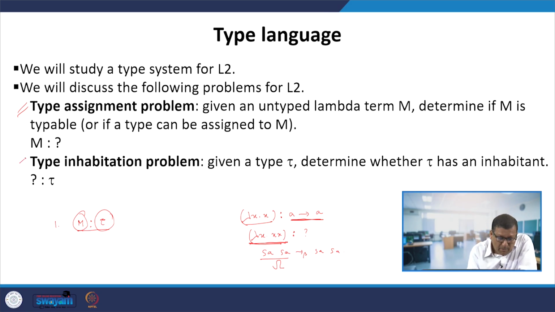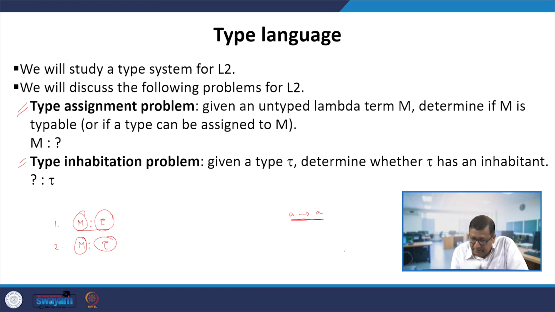Now, the reverse problem is the type inhabitation problem. Now, tau is given, a type from a given language, say L2. We ask whether there is an inhabitant, that means there is some lambda term m that has this type. So, now we are given A, this is our type. Now, we ask is there any lambda term m that has type tau?